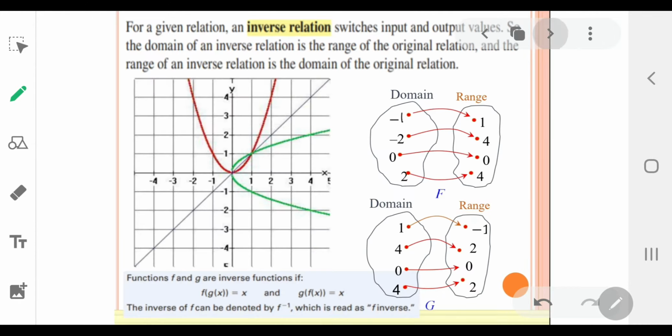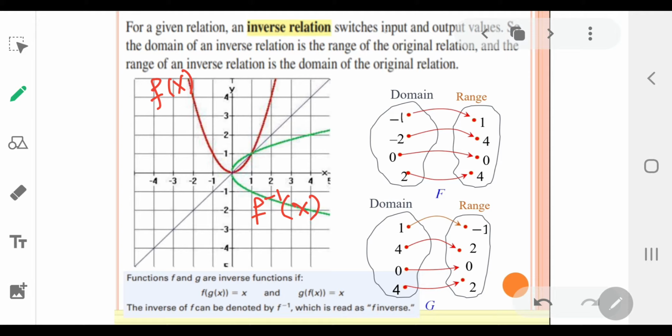Let's see if we combine both of them in one graph. The red one is the original function f of x, and the green one is the inverse of the original. And this is how we call it. We read it as f inverse of x. This is how we write it. I know that some students mistakenly call it f to the power negative 1. This is totally wrong. We read it as f inverse of x.